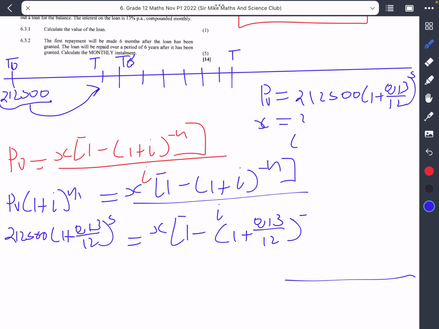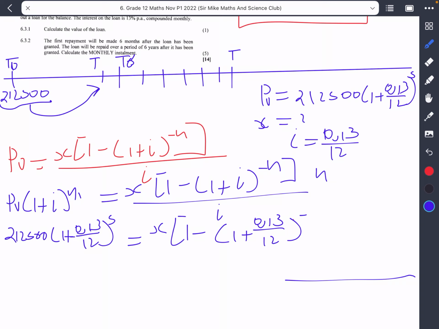So again, let me write a shopping list. We know that P was given as that. So P was PV multiplied by, let me write that down, PV was actually 212,500 multiplied by 1 plus 0.13 divided by 12, all of that to the power 5.